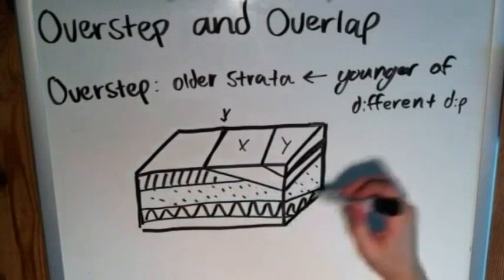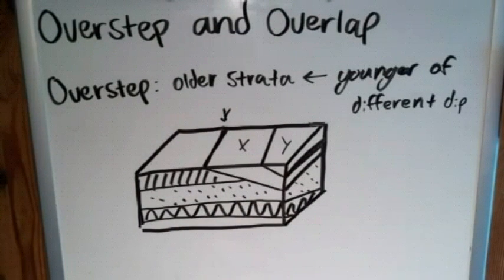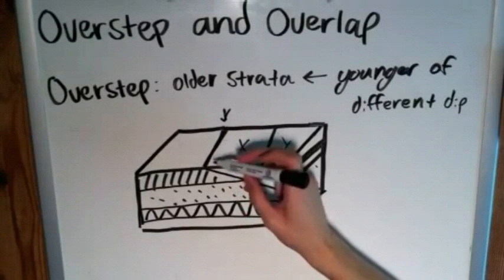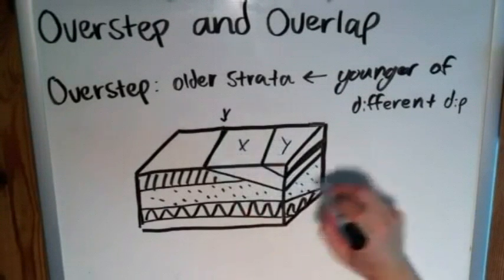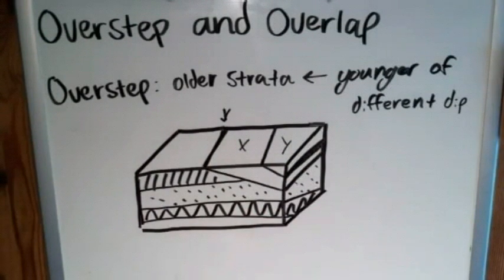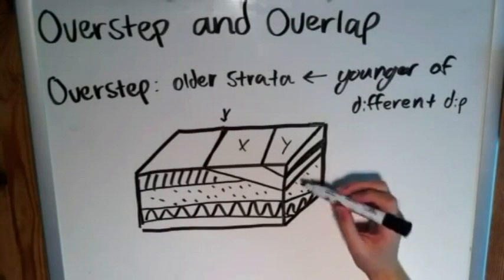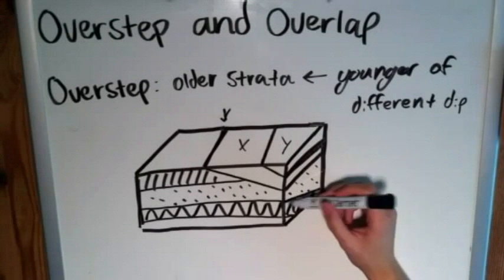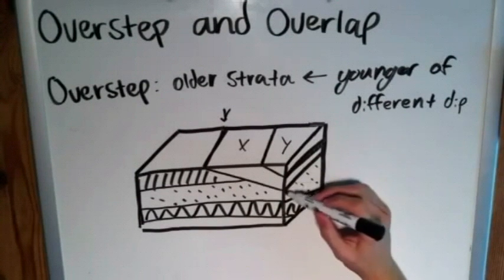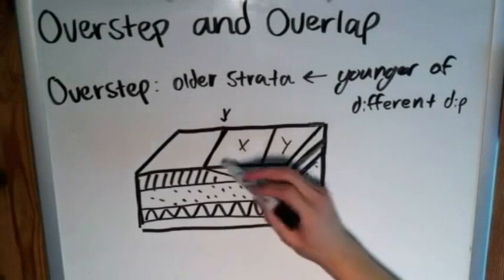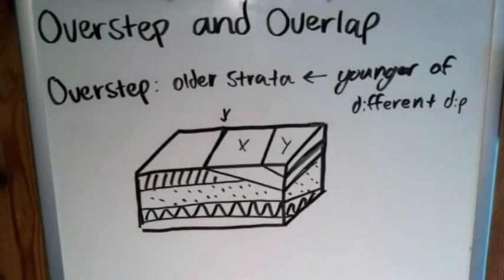So these layers were the ones that were originally deposited, and then some erosion occurred that allowed for this section of the block to become open to new deposition, which is when X and later Y were deposited on top of them. And you can also see that the dips of these rocks, they're dipping downwards like this. Meanwhile, X and Y are at a completely different angle. Same thing on this side. They're completely different angles, which means they have different dips, and therefore it is an overstep.